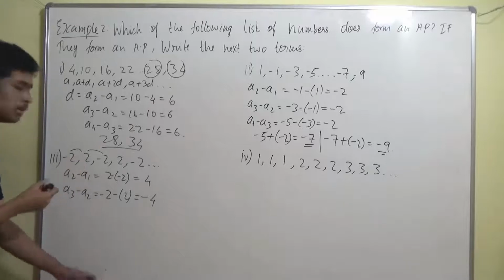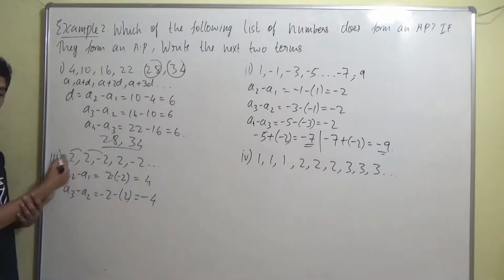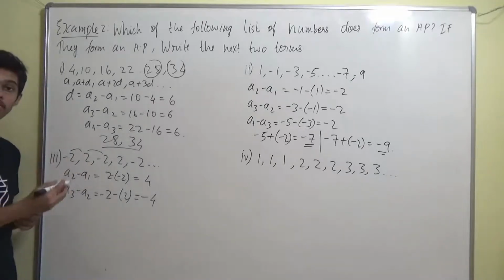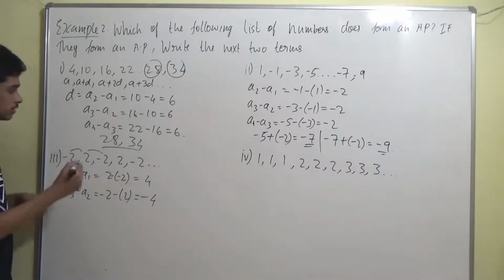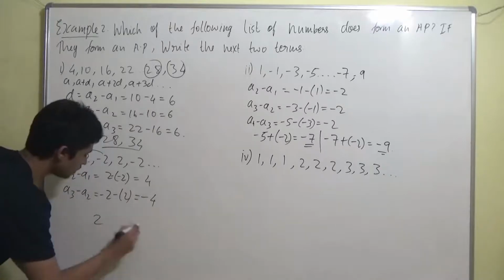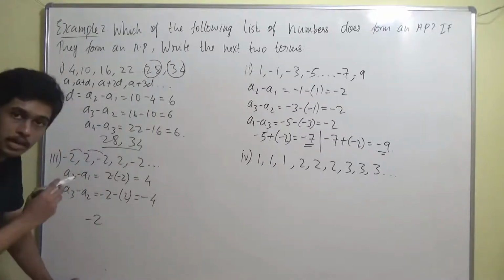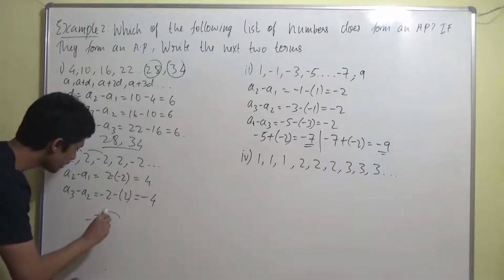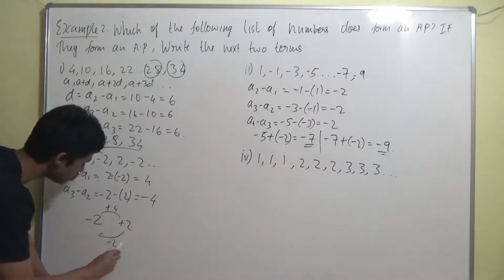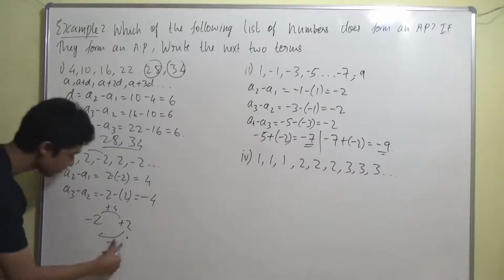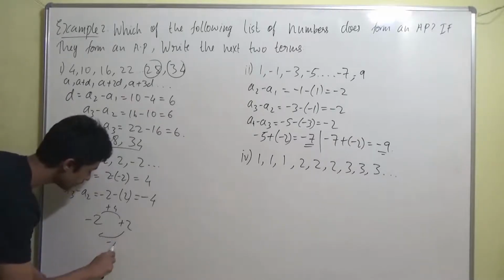For example, if you add plus 4 to minus 2, only then will you get 2, right? And if you add minus 4 to 2, again you will get minus 2. If you want to get plus 2 from minus 2, you have to add plus 4 to it. Now when you add minus 4 to 2, only then will you get minus 2.